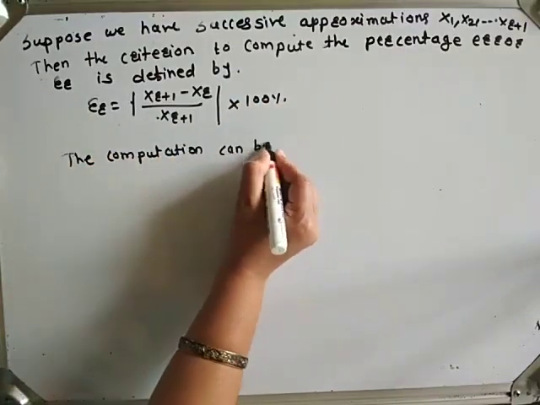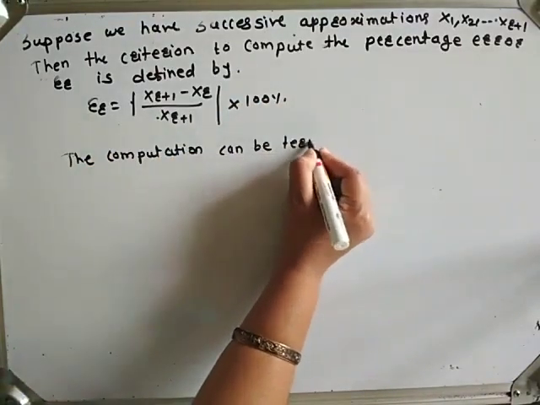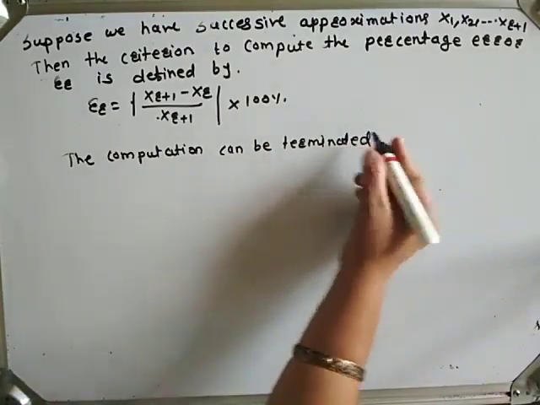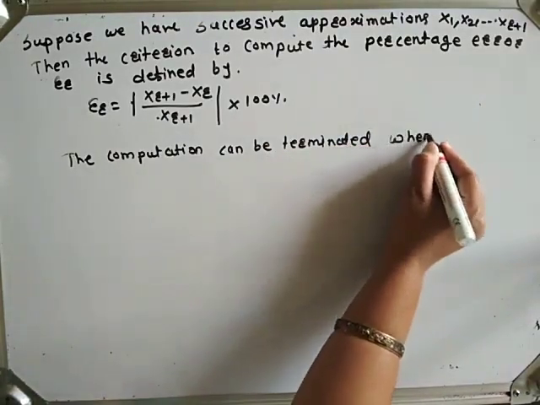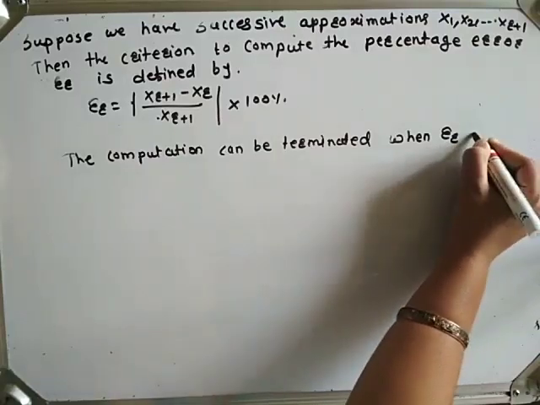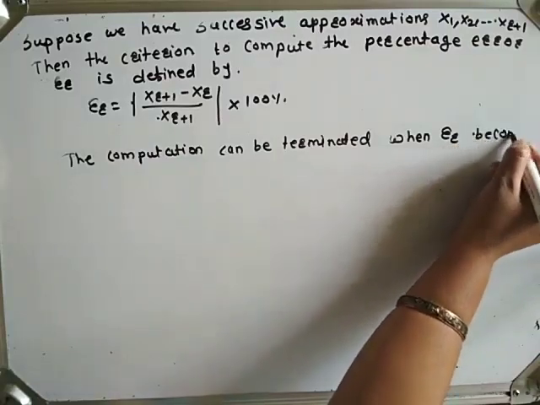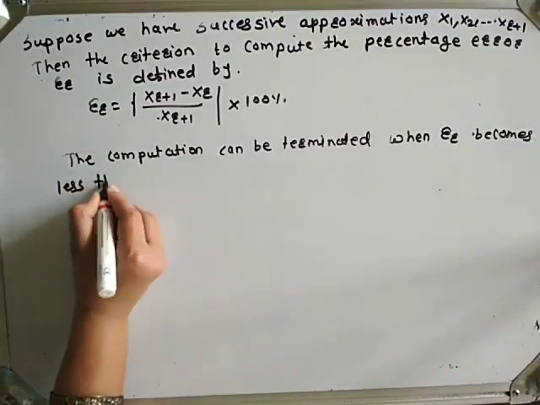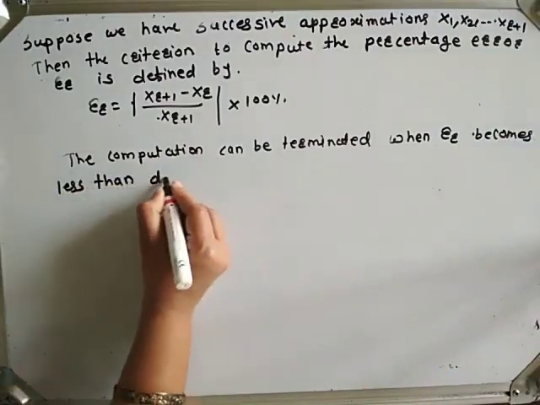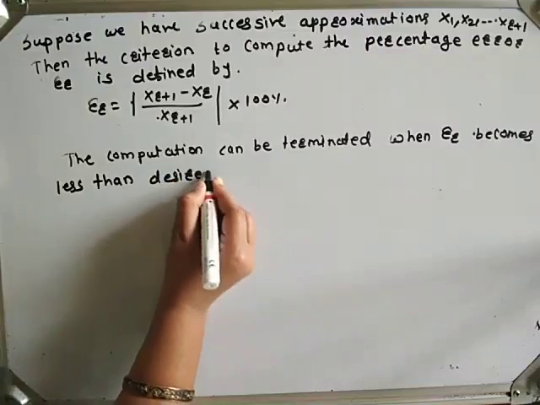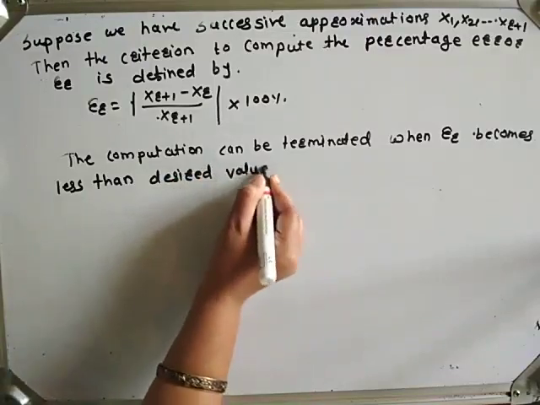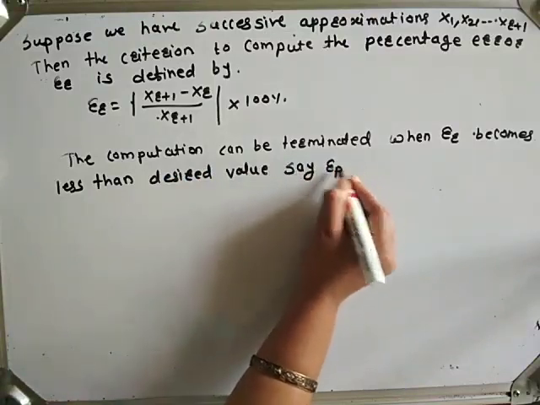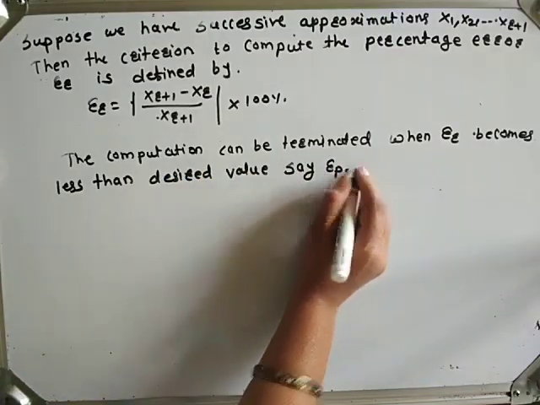The computation can be terminated when epsilon r becomes less than a desired value, say epsilon p.